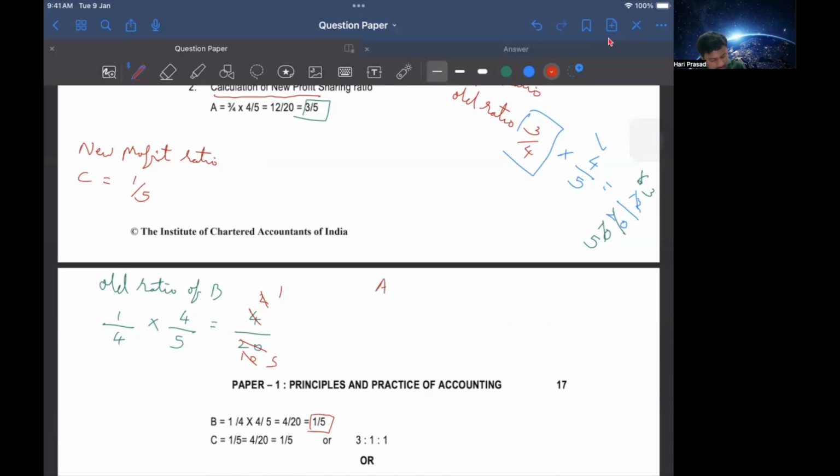A's ratio is 3 by 5. B's ratio is 1 by 5. C's ratio is 1 by 5. All the denominators of the ratio are 5. Let's remove it. The new profit sharing ratio is 3 is to 1 is to 1. The first step in the question is to find the new profit sharing ratio, and we have found it. 3 is to 1 is to 1.